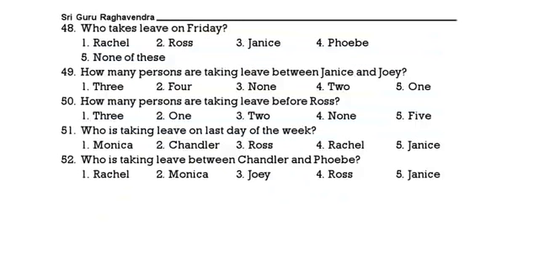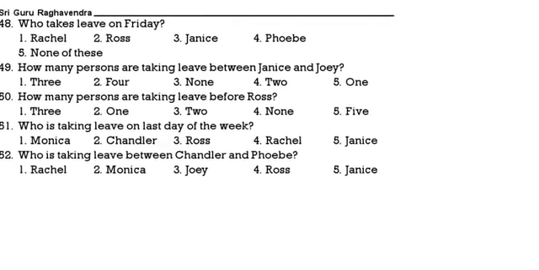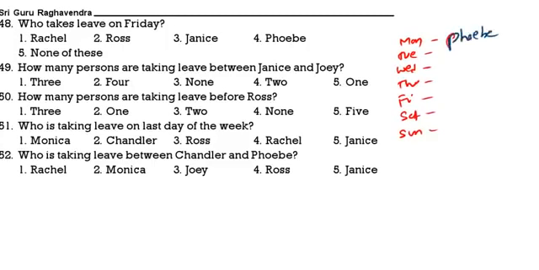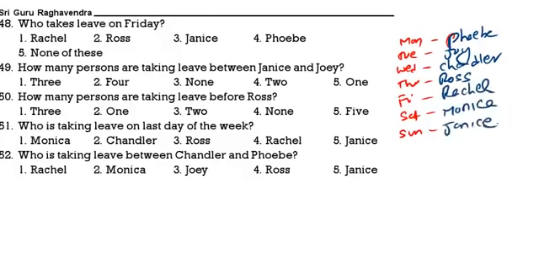See the first question. So before going to the question, again I am writing Monday, Tuesday, Wednesday, Thursday, Friday, Saturday, Sunday. Persons' names. First one, Phoebe. Next one, Joy. Next one, Chandler. Next one, Rose. Next one, Rachel. Next, Monica. Next, Janice.